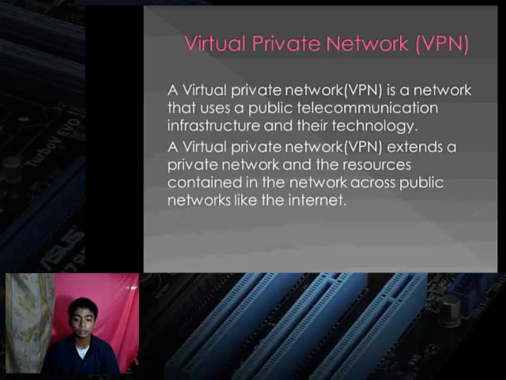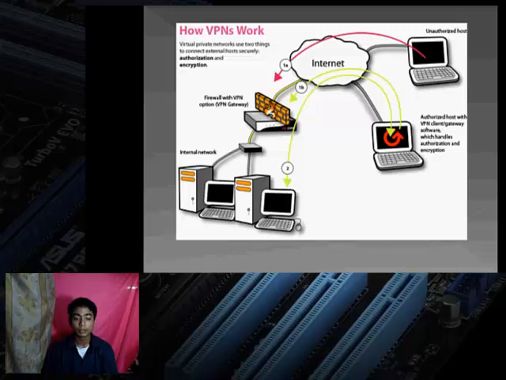The virtual private network, or VPN. A virtual private network is a network that uses public telecommunication infrastructure and its technology. A virtual private network extends a private network and the resources contained in the network across public networks like the internet. How does the VPN work? It enables a host computer to send and receive data across shared public networks as if it were a private network, with all the functionality, security, and management policies of the private network. This is done by establishing a virtual point-to-point connection through the use of dedicated connections, encryption, or a combination of the two.